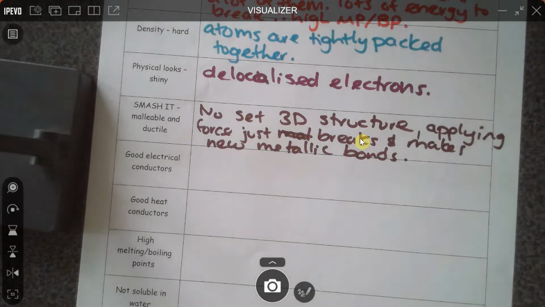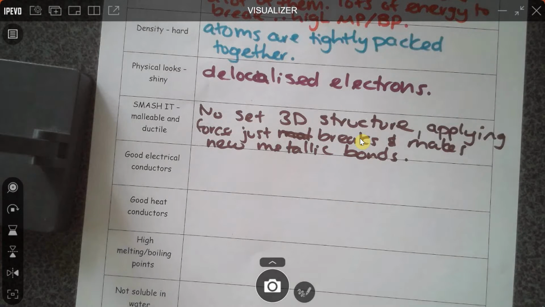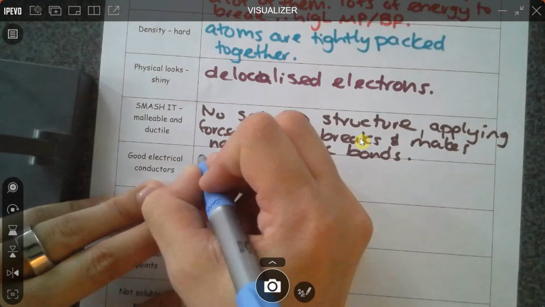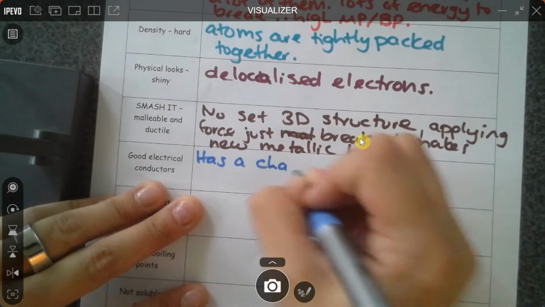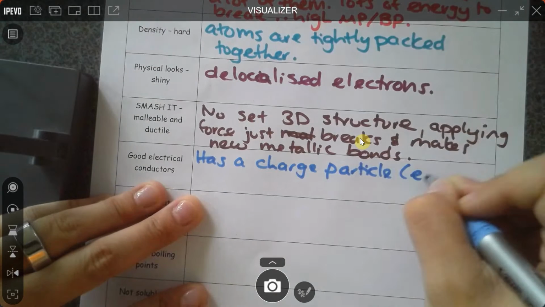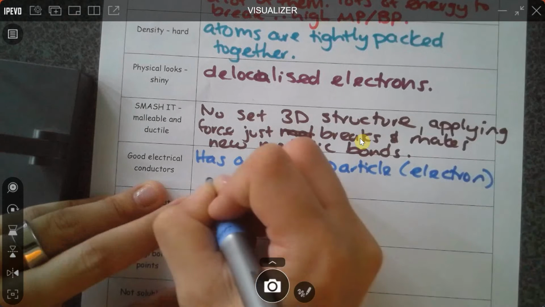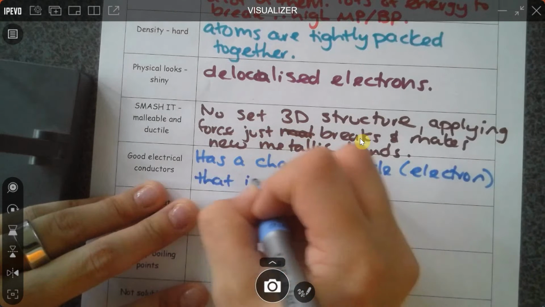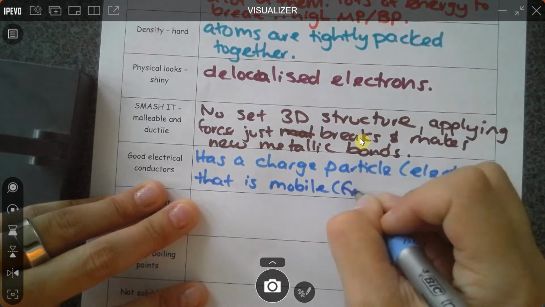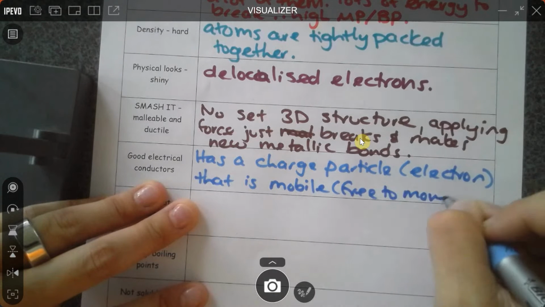But the moment you start explaining for specific types of solids, you want to name what particle is carrying that charge. So in this case, electrical conductivity for metals is the result of the fact that it has, again, those delocalized electrons. So it has a charged particle, in this case an electron that is mobile, so basically something that is free to move. So that's why I can do that.